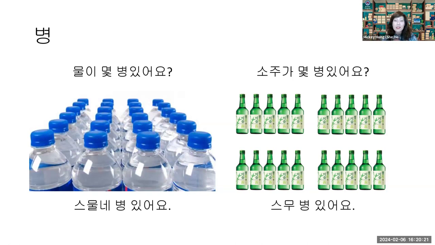And it's not 스물 병, but 스무 병. 1, 2, 3, 4, 한, 두, 세, 네. And 스무, when it's followed by a counter.